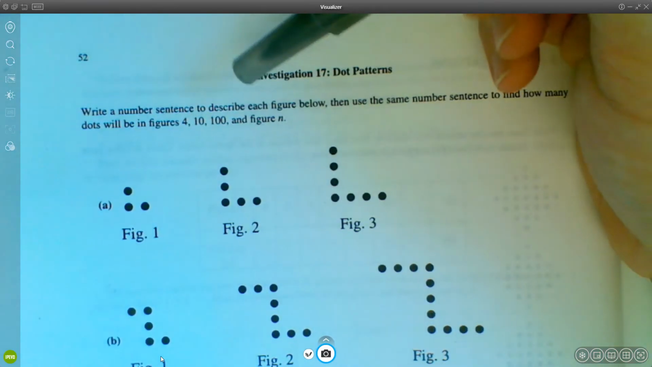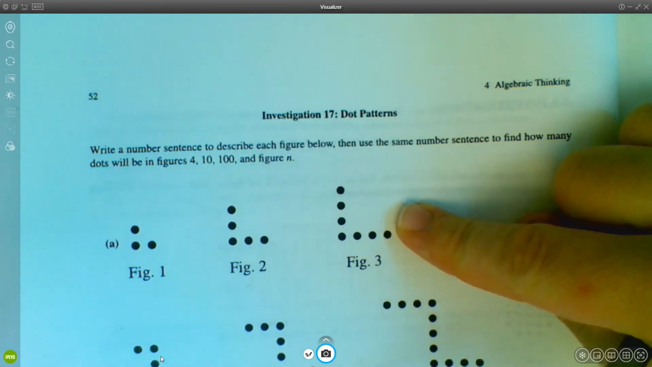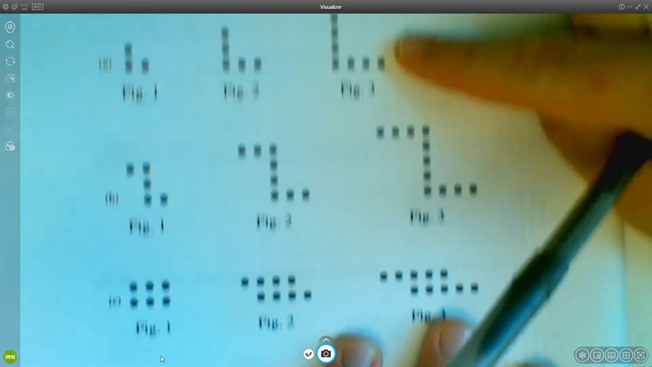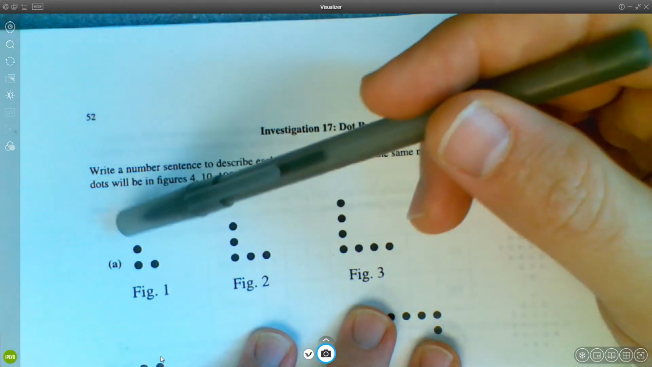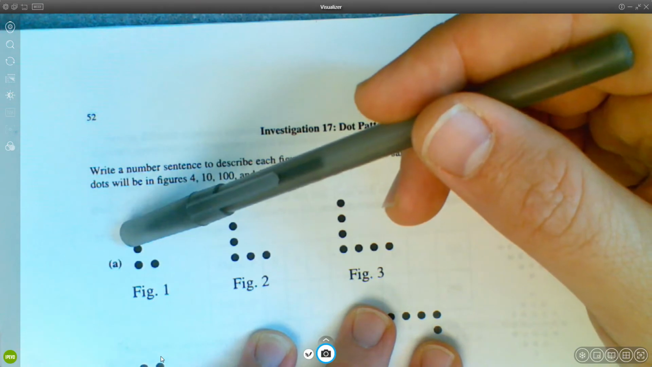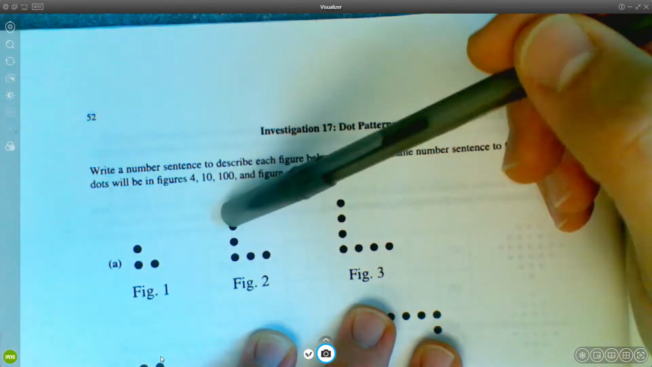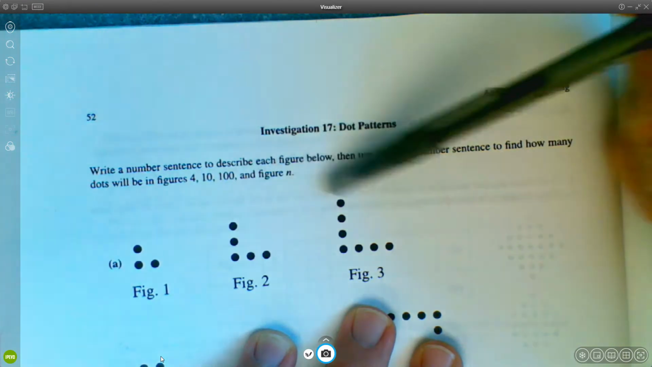So in order to do this, first of all, we're only focusing on part A for now. We'll do all three of these exercises, but for part A, we want to write a number sentence for figure 1, and then we want to use that same pattern that we came up with in figure 1 to write a number sentence for figure 2. And then we want to use that same pattern to write that number sentence for figure 3.